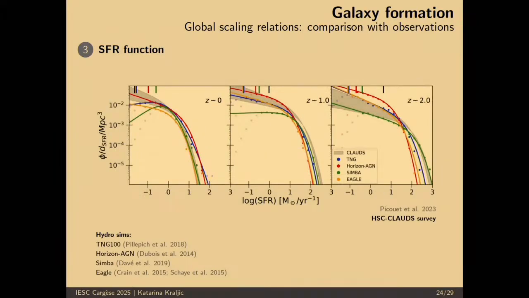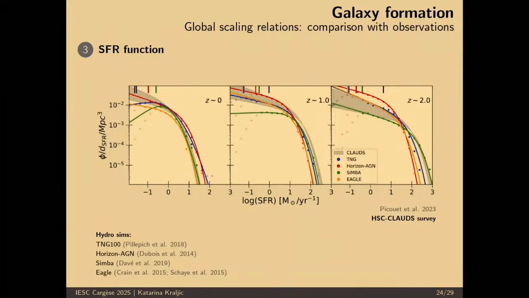And this is even more nicely seen in this SFR function. So this is simply you count how many galaxies you have at the different values of the star formation rate. And so the point here is that, for example, at higher redshift, here redshift 2, there is only one from these simulations that is able to reach such a high star formation rate as those seen in the observation. This is the SIMBA simulation. All others fall well below.